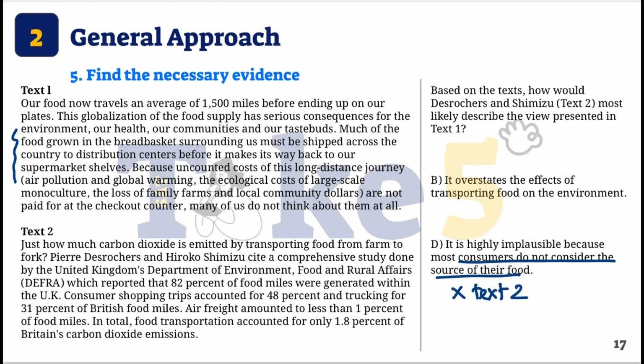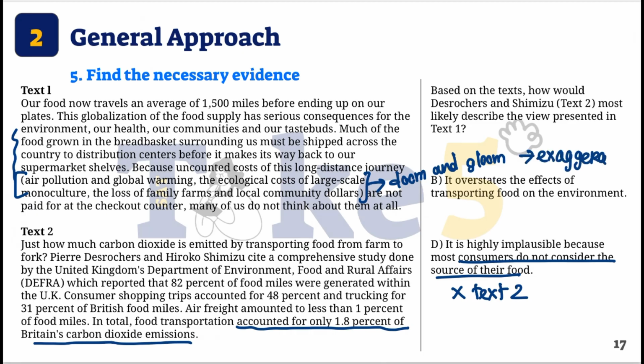Text 2 does, however, state that food transportation accounted for only 1.8% of Britain's carbon dioxide emission, which stands in contrast to the doom and gloom environmental scenario presented in the first passage. Based on the statement, you can assume that the author of text 2 would consider the claim in text 1 to be somewhat exaggerated or overstated. That makes B correct.